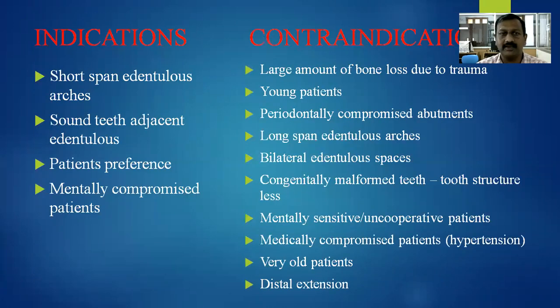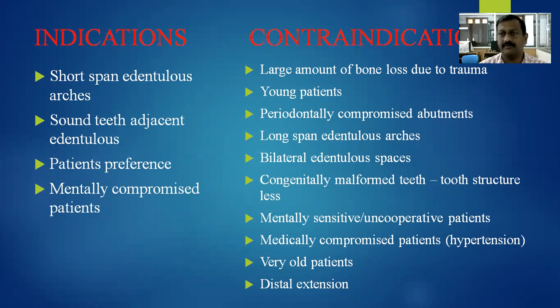So what are the indications and contraindications? Indications: if it is a short span edentulous arch, where the missing teeth are very few, then we can go for a fixed partial denture. And the adjacent abutment teeth, which are going to support the fixed partial denture, should be of sound tooth structure. Next is the patient's preference, and in mentally compromised patients, we can go for a fixed partial denture. What are the contraindications?